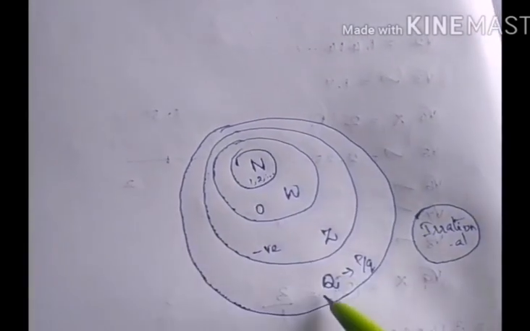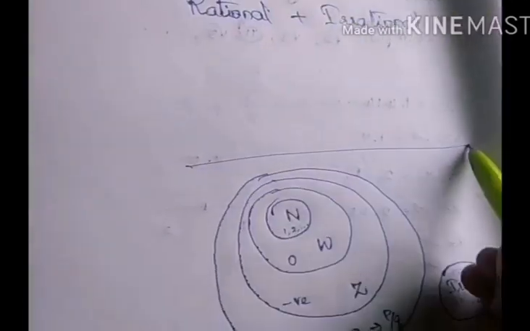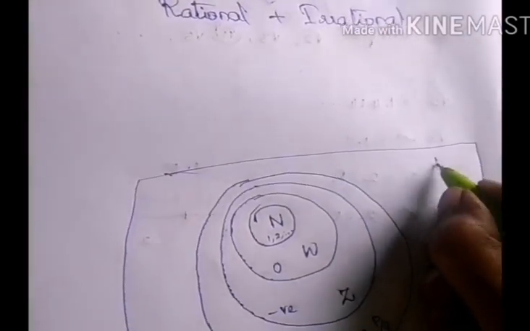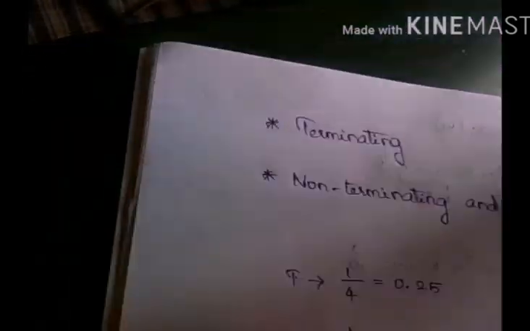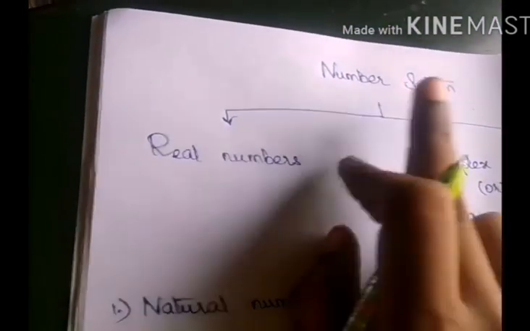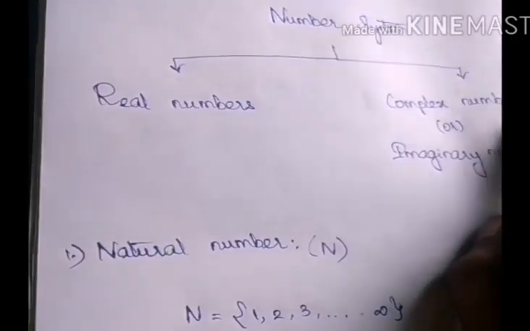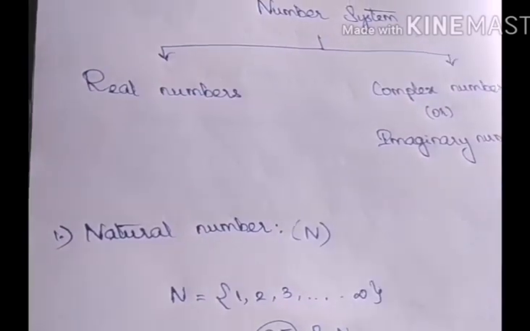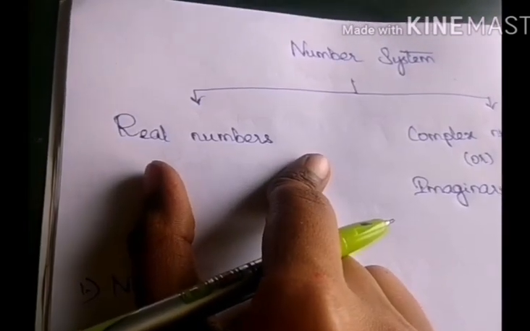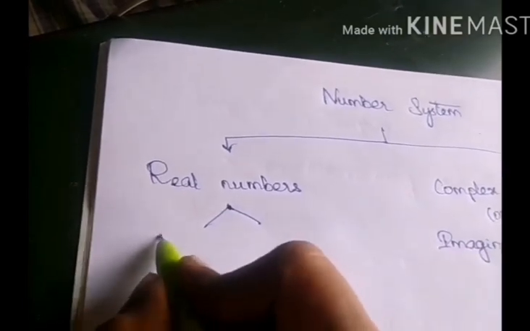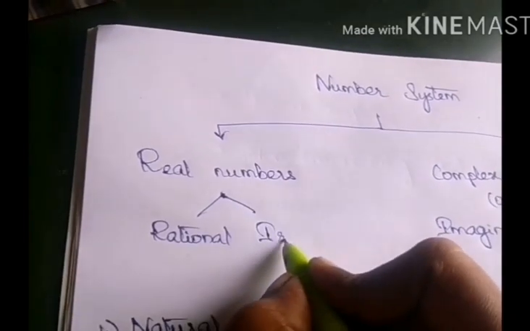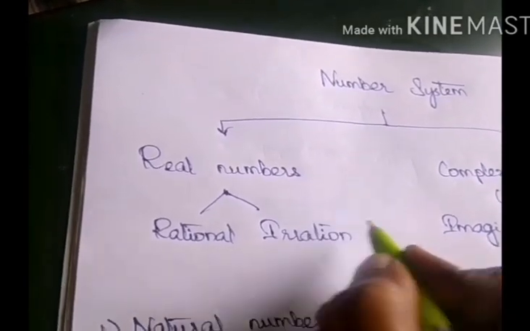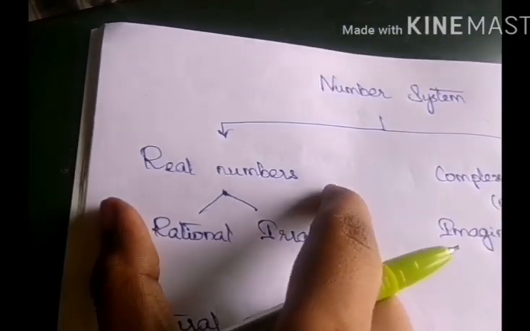These rational number and irrational number together forms real number R, capital R. This is real number, what I have taught you here. I told you number system is divided into two as real numbers and complex numbers. So all these things we have seen comes under real numbers, which is of two kinds. One is rational, another one is irrational. That's all about real numbers.